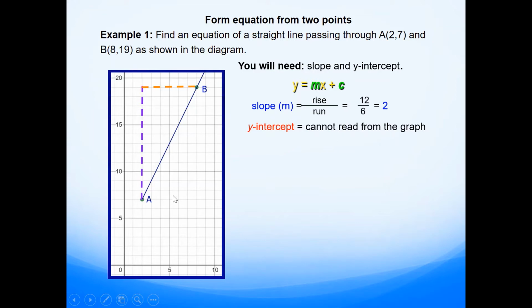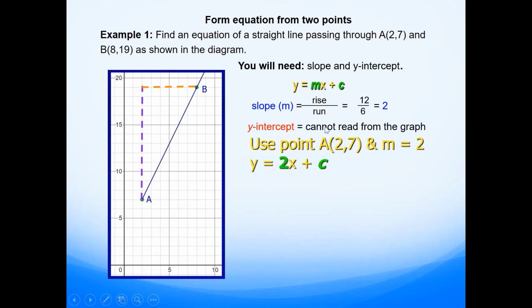So unfortunately we cannot read the value of the y-intercept from this graph, because it's not showing where it is crossing, and we shouldn't be guessing where it is, so we need to calculate the exact value for that. So we will be using one of the 2 points that's given, so we can use either of the 2 points. In this case I will use point A, and we also need to use the value of the gradient, which we already calculated. So we'll put those together.